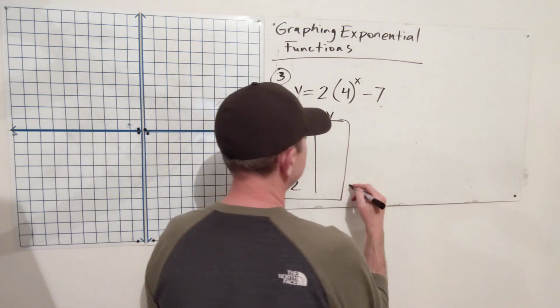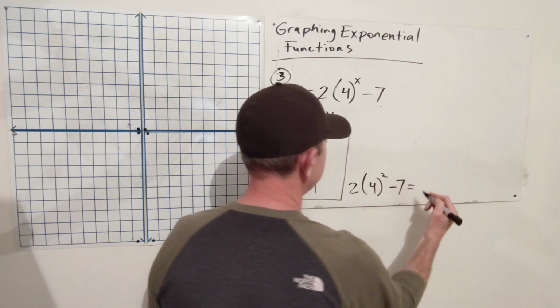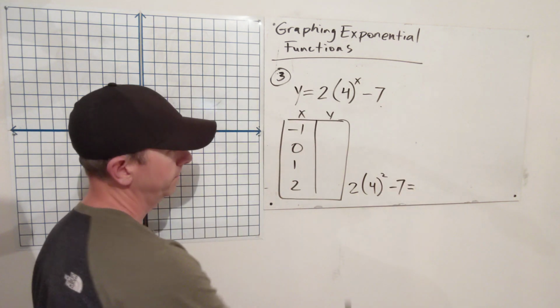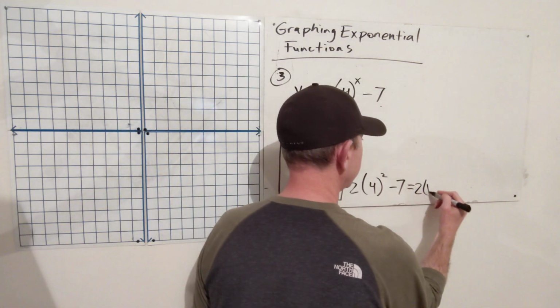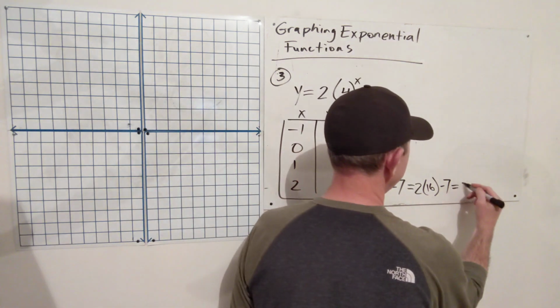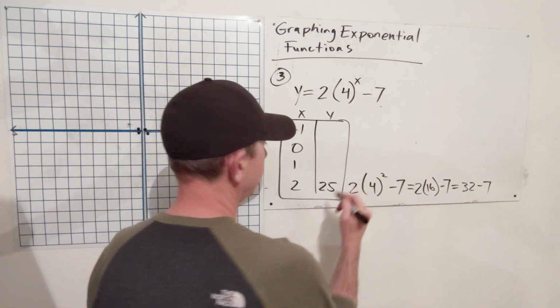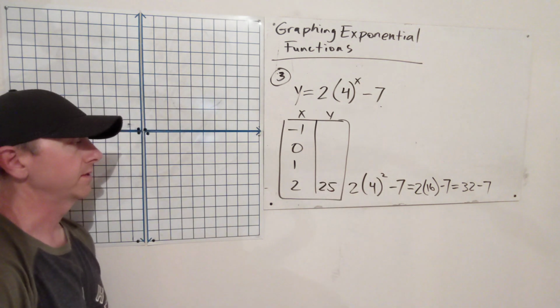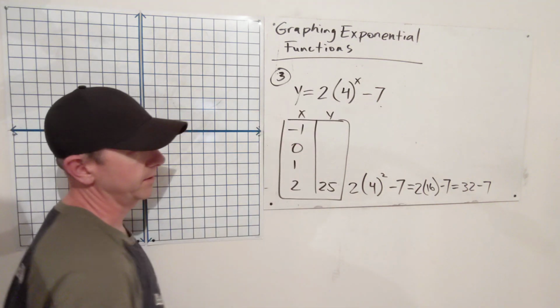All right, so we get 2 times 4 to the 2nd power minus 7. Okay, so 4 squared is 16, so we end up with 2 times 16 minus 7. That's going to be 32 minus 7. So that one is 25. Part of this will be on the graph, so we'll still put them on there. But the main thing is figuring out this table.